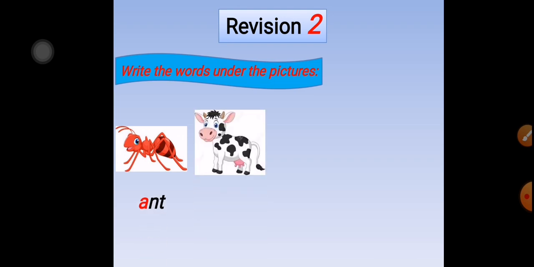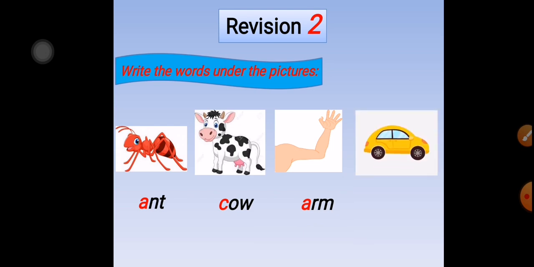And now it's time for exercise. The first exercise is write the words under the pictures. I have some pictures and I will write the words under the pictures. The first one, yes, that's right, it's ant. The second one, what is this, KG? Yes, that's right, it's cow. The third one, yes, it's arm. And the last one is, yes, that's right, KG, car.